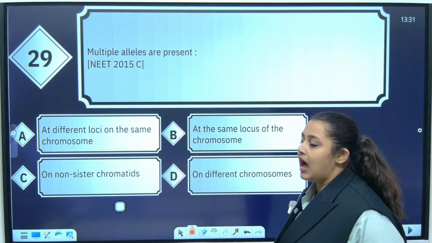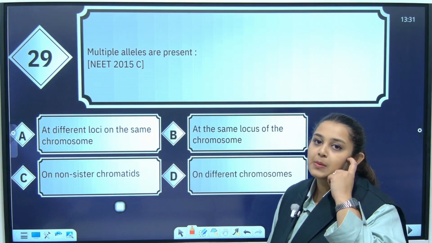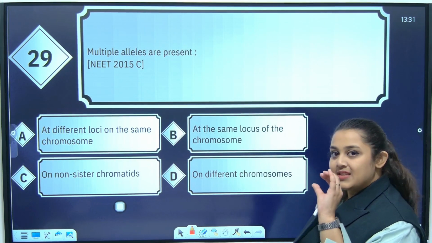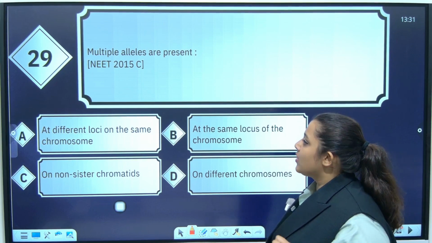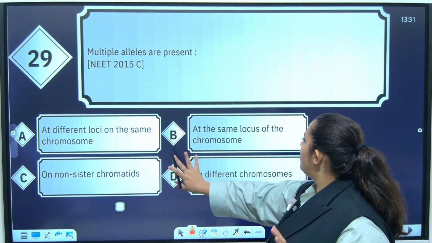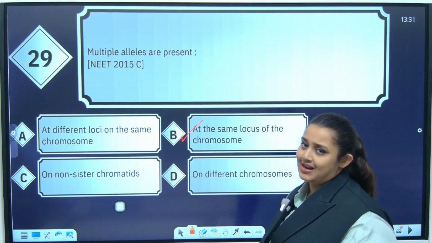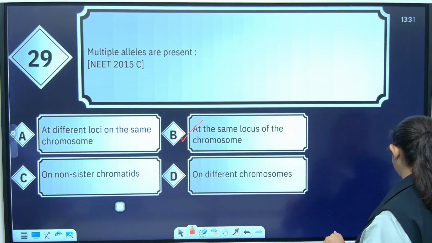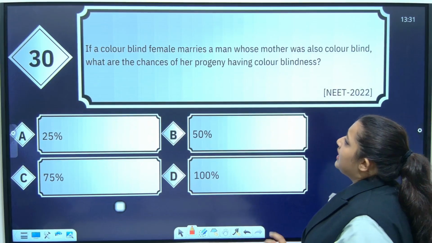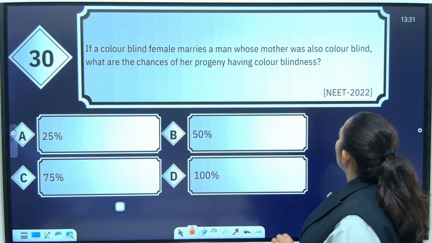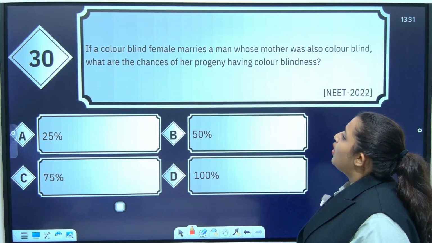Next one. Multiple alleles are present. If you have multiple allelism in any case, where are they present? They are present at the same position. Okay, different loci? No. At the same locus of the chromosome is the correct answer. It is B.